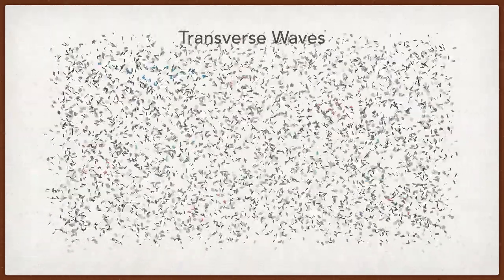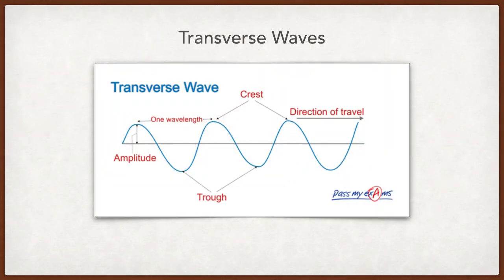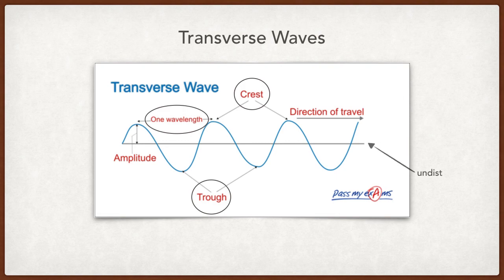Up next, the diagram gives a side view of a transverse wave, which consists of high peaks known as the crests and low parts known as the troughs. The distance between two successive crests or troughs is the wavelength. The horizontal line indicates the undisturbed water position. The height of the crest from the undisturbed water position, or the depth of trough from the undisturbed water position, is the amplitude of the wave. And that sums up the features of transverse waves.